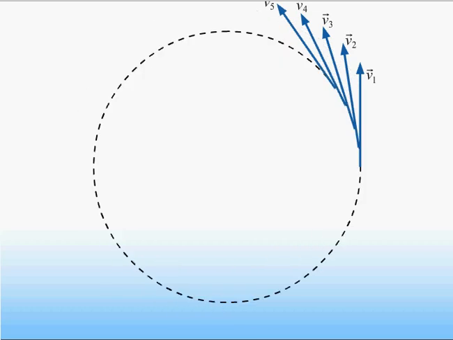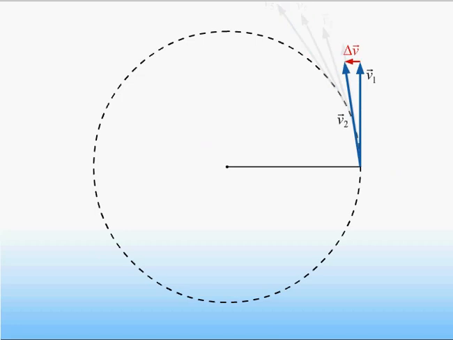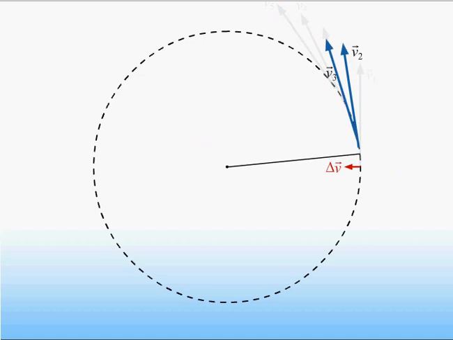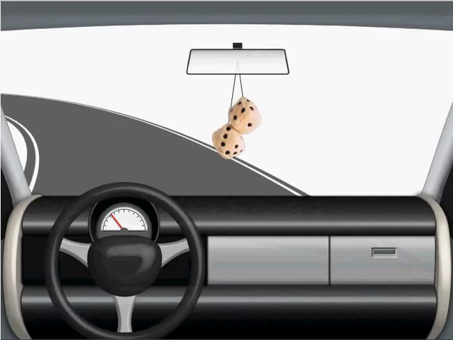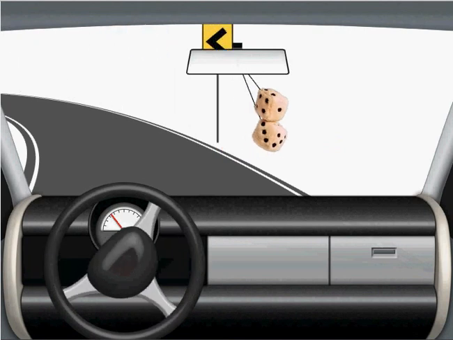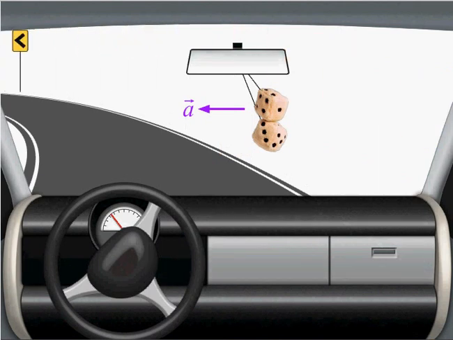What is the direction and magnitude of the car's acceleration? Well, we can see from the animation that the direction of this change in velocity is a vector that points toward the center of the circle. Since the direction of the acceleration is, by definition, the direction in which the velocity is changing, we see the car's acceleration is towards the center of the circle. This result is consistent with the behavior of the dice hanging from the rear view mirror. Just like before, they are tilted in the opposite direction of the acceleration.